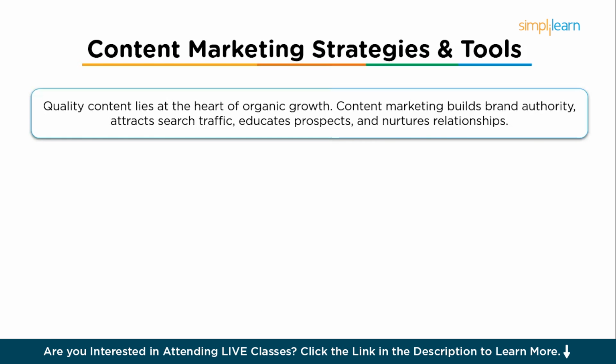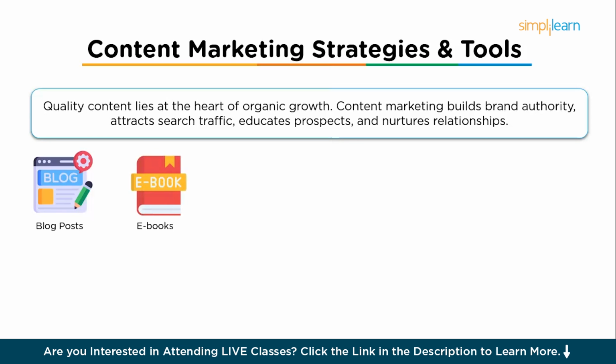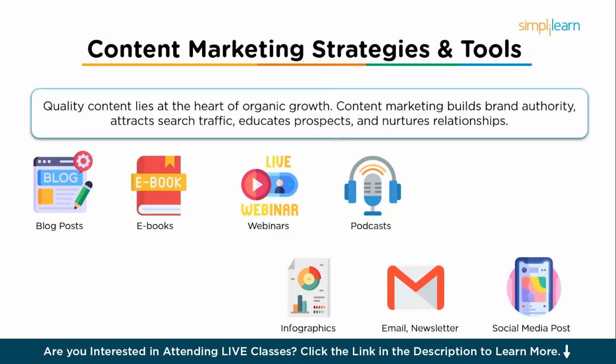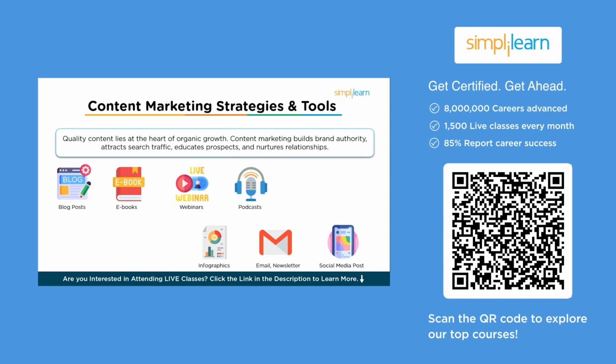So, what are the content formats you can explore? The first one is blog post. The second one is ebook and white papers. Then comes webinars and videos. Then comes podcast. Then comes infographics, email newsletter, and social media posts. So using these formats, you can learn and do your SEO accordingly, how others are doing. So this will help you in doing SEO.